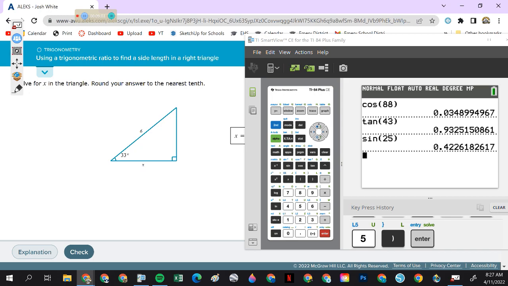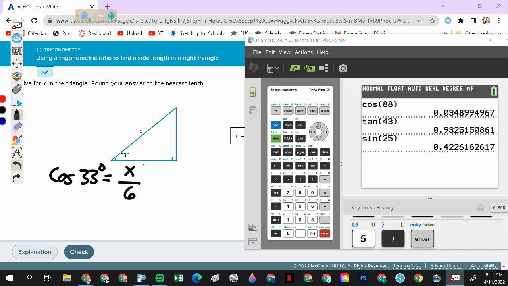Here we have a triangle with a known angle, and we know that the hypotenuse is length 6, and the adjacent side is unknown, and we want to find how big the adjacent side is. So which trig ratio do I need to choose in this case? Cosine. So the cosine of 33 degrees is equal to x over 6.